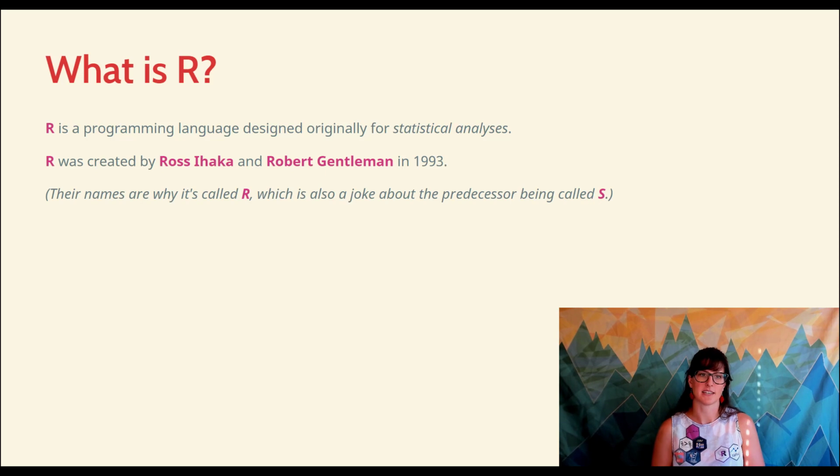It was created by Ross Ihaka and Robert Gentleman back in the 90s, I guess before all of you were born, most likely. And this is actually why it's called R. A lot of people think that this is a joke about a preceding language, also for statistics, called S, or S+. And I think maybe that joke was deliberate, but really they called it R because it's their two first names.